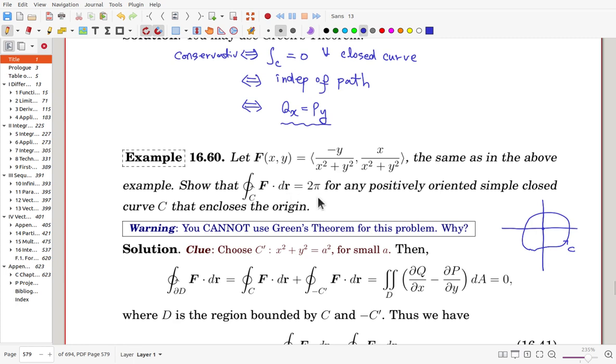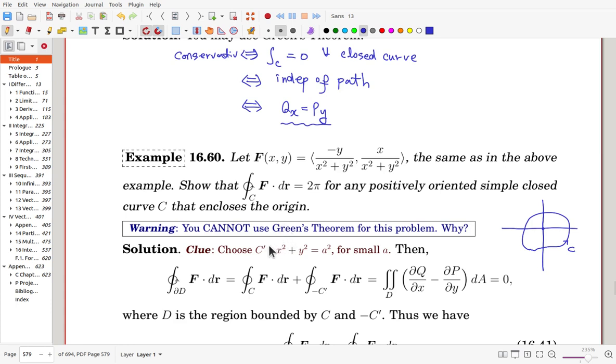2 pi. But for this one, we cannot use Green's theorem, because at one point this one has no continuous partial derivatives. Even at this point, this vector field is not defined. So we cannot use Green's theorem, and we have to work a little bit to figure out that the integral is 2 pi. But we can use the generalized Green's theorem.